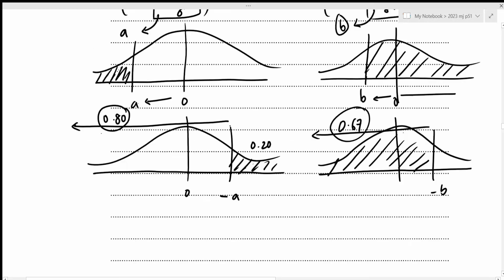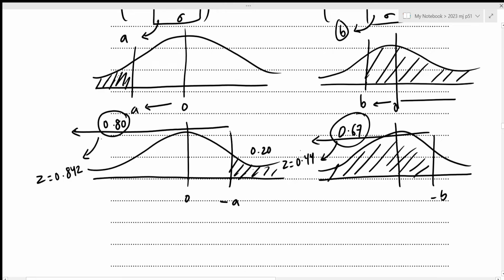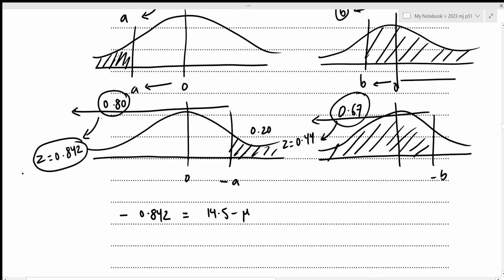Let's get back to the question. For 0.8, our corresponding Z value was 0.842. And the corresponding Z value for 0.67 was 0.44. Now, let's write down the relevant equation in this case. Remember that this value of 0.842 is the value for A, but we're looking for negative A. So that means negative 0.842 is equal to this one, because we just assumed this value will be equal to A, right? So that's (14.5 minus mu) divided by sigma.